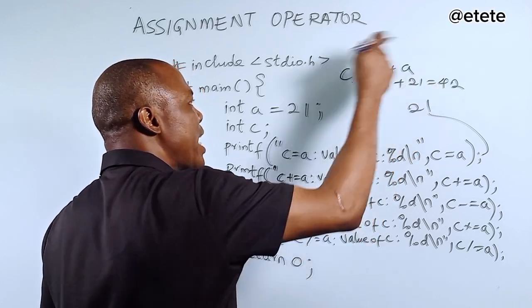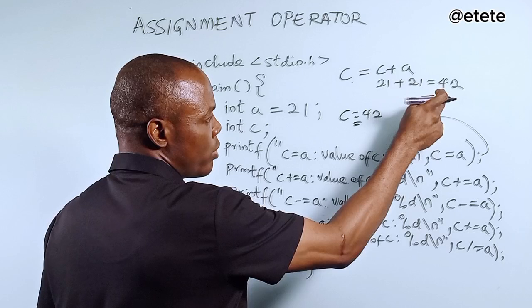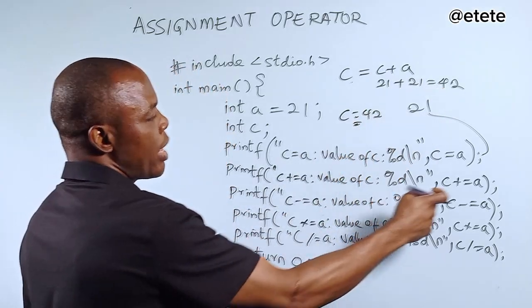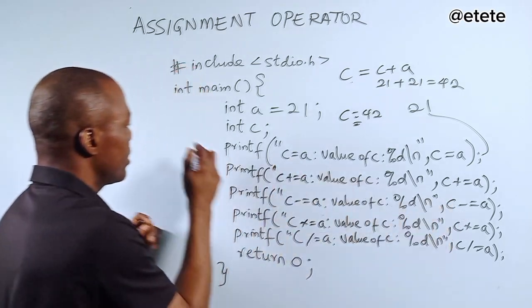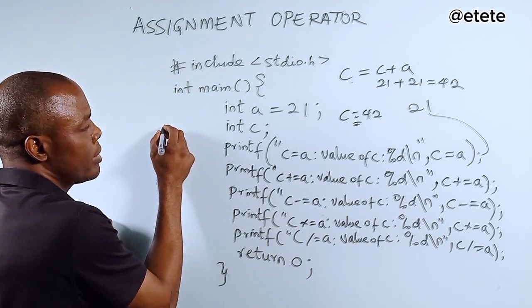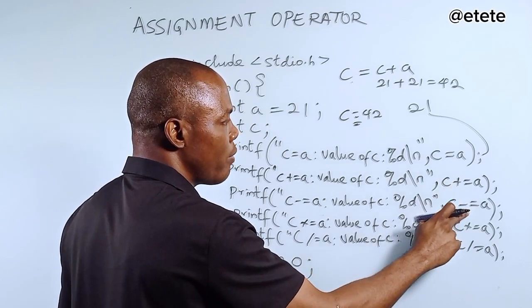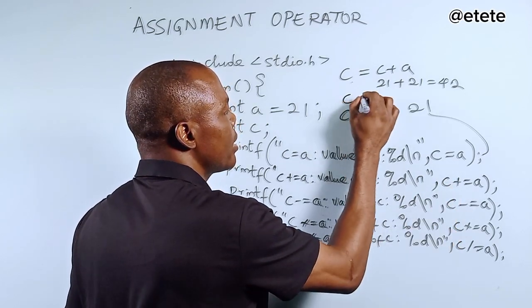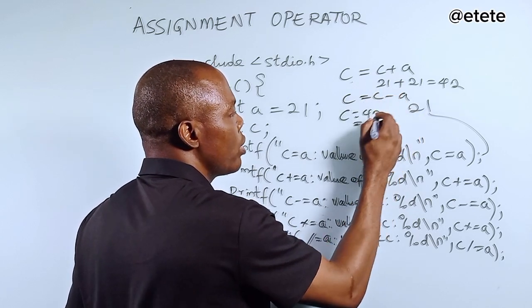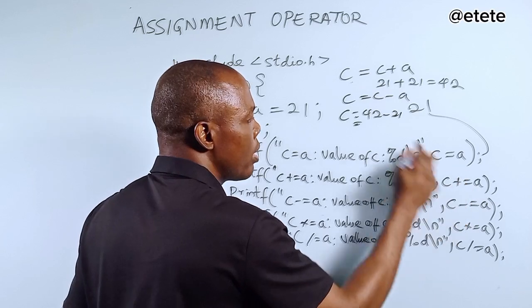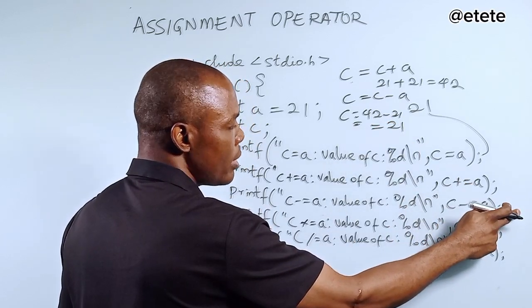Now, I need to assign that value back to c. So c is now 42. That is what this is. So c is carrying 42. Now, when I come to this next line, c is already carrying 42 here. So what will be the value of this one? This one is the same thing as c minus a. Now, c is 42, a is 21. So 42 minus 21, this one will give me 21, right?